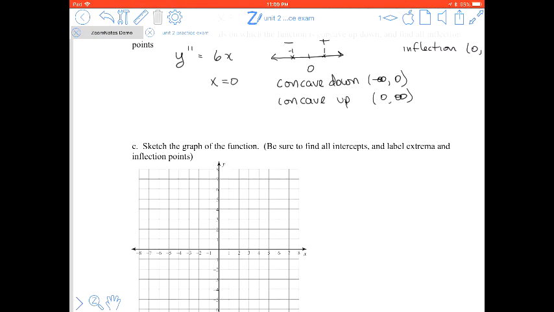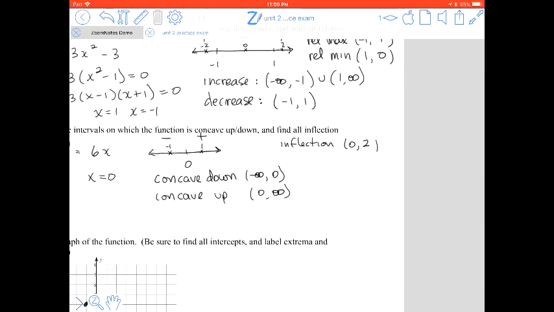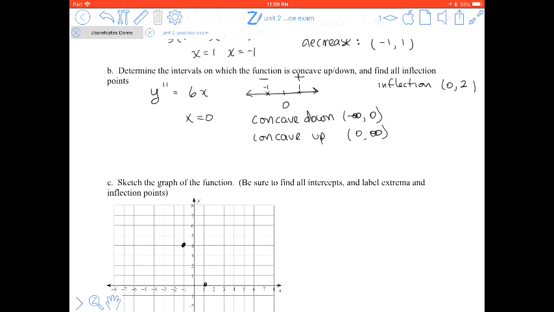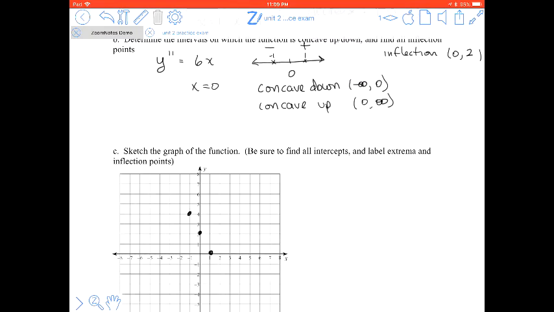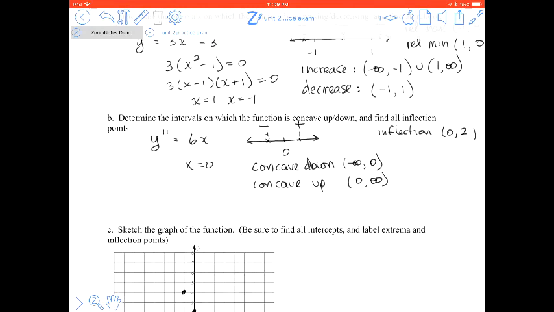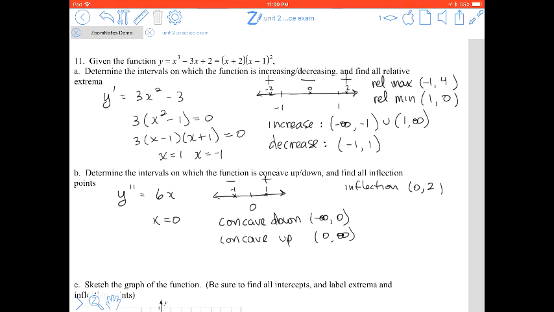So we can start plotting some of these on our graph. Negative 1, comma 4 was our relative max. 1, comma 0 was our relative min. We had an inflection point at 0, comma 2. Part C, we need to sketch the function. That includes zeros. So that's why the factored form of the function is given, so we can find the zeros.